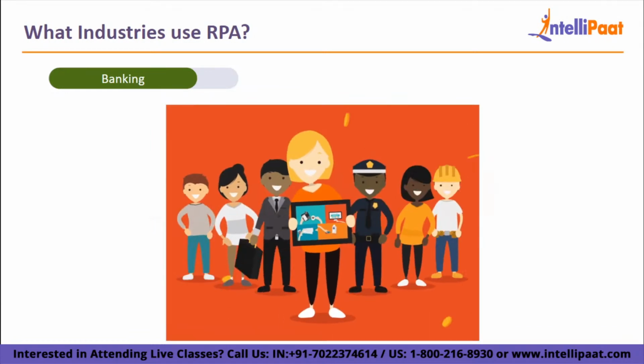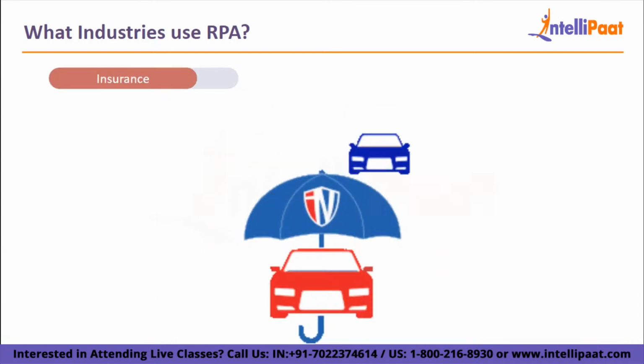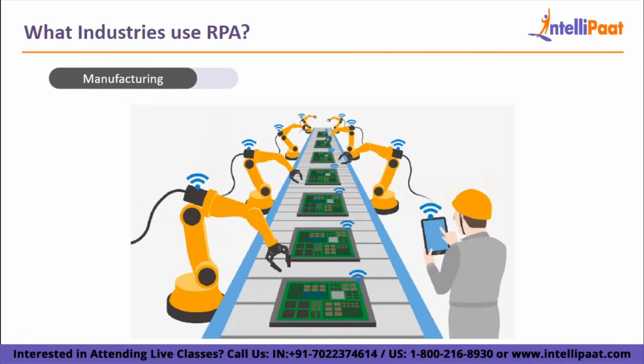Next sector or industry is insurance. RPA is used by insurance companies to manage work processes, enter customer data, and create apps. The last industry is manufacturing. RPA tools aid supply chain processes in the manufacturing sector. It supports administration, customer services and support, reporting, data migration, and material billing, among many other things.